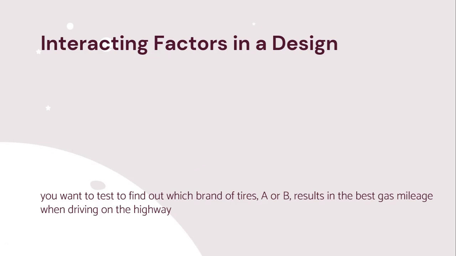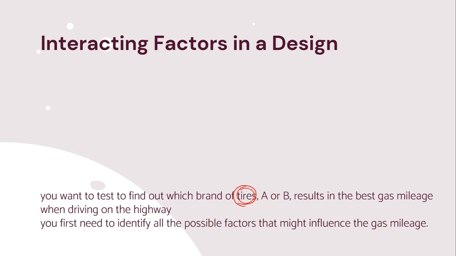You want to test which brand of tires, for example, which brand of tires, A or B, results in the best gas mileage. So when you're driving on the highway, you first need to identify all the possible factors that might influence the gas mileage. Mileage stands for the distance traveled per amount of gas in your car. Okay? This is talking about cars.